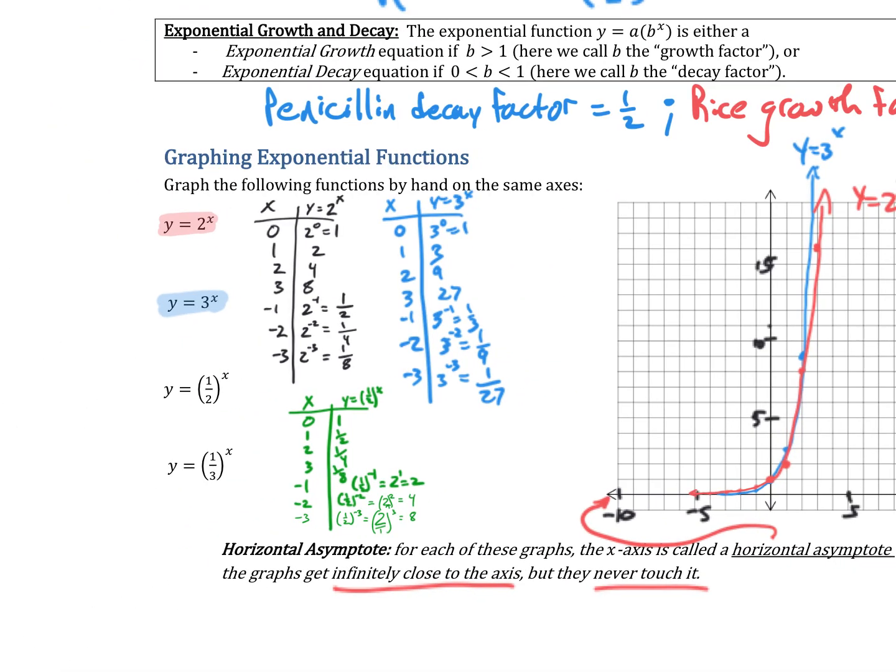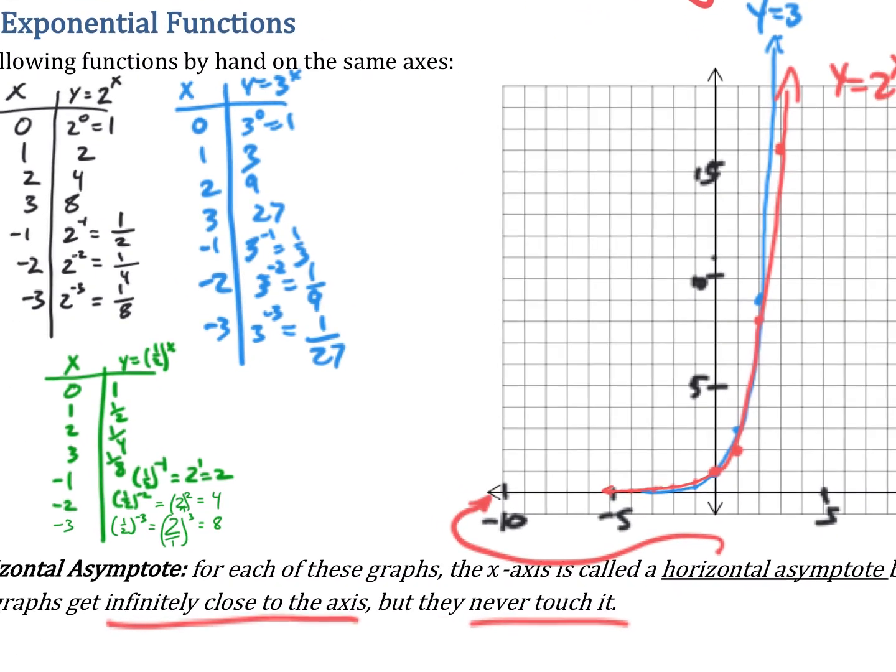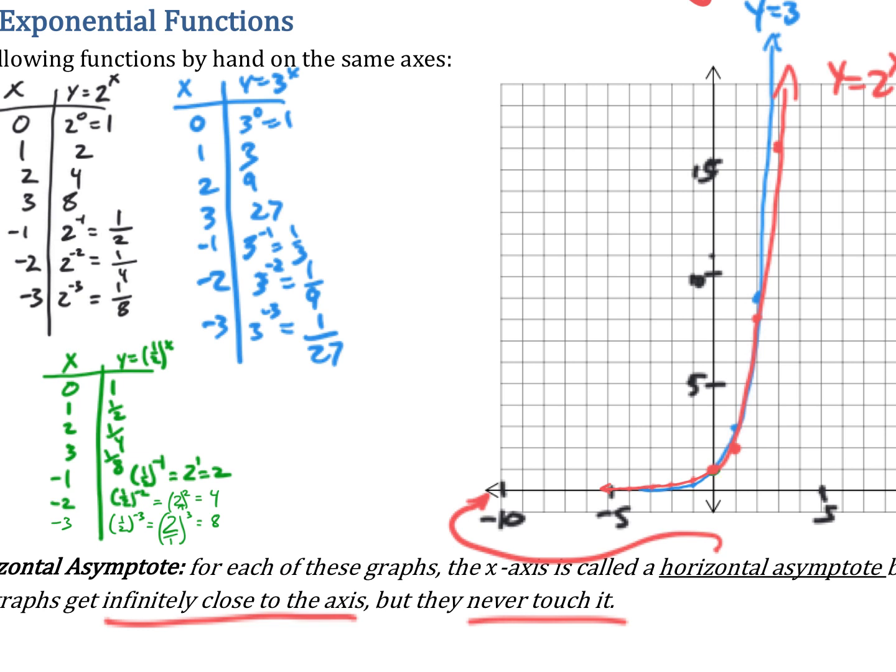Okay, there's our points. Let's graph them here in green. So we have 0, 1. I'm going to go to the left first. We had -1, 2; -2, 4; and -3, 8. And if we did -4, it would be up here at 16. Does that look familiar? Well, it's a mirror image of that red graph. This is y equals 1/2 to the x.